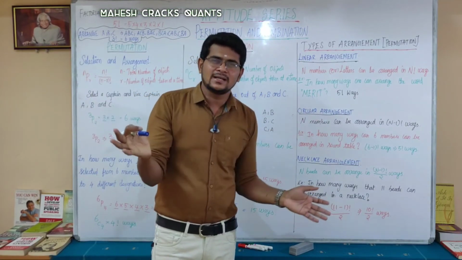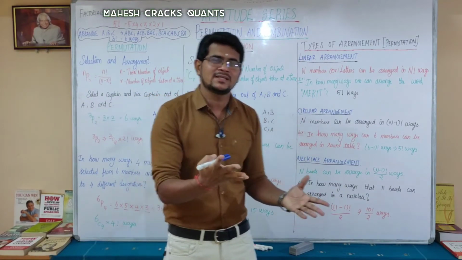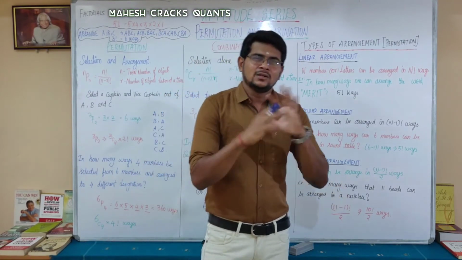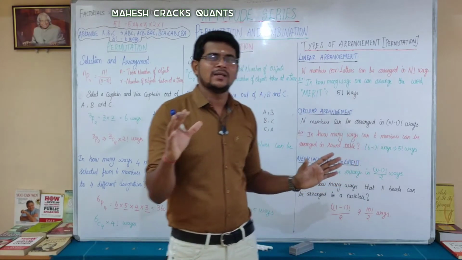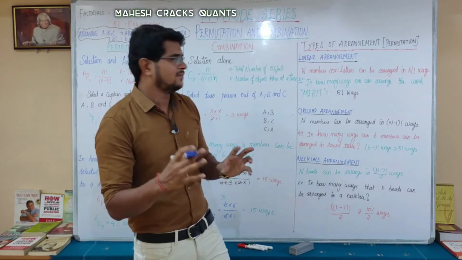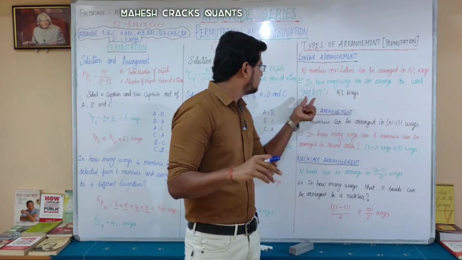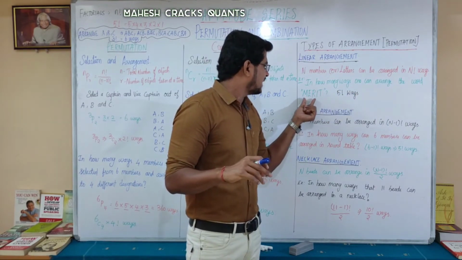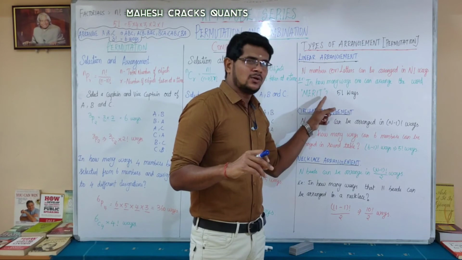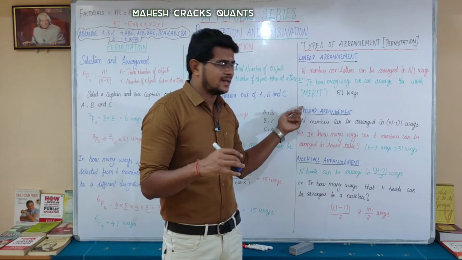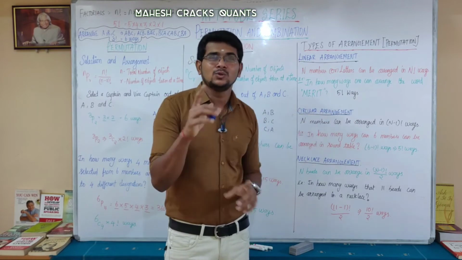3 members are arranged in 3 factorial ways. 4 members can be arranged in 4 factorial ways. Which means if you have letters, how many letters are there in that word? That many factorial ways. Here is an example. In how many ways can one arrange the word MERIT? MERIT has 5 letters, so 5 factorial ways. If there is repetition in letters, you have to use a denominator.